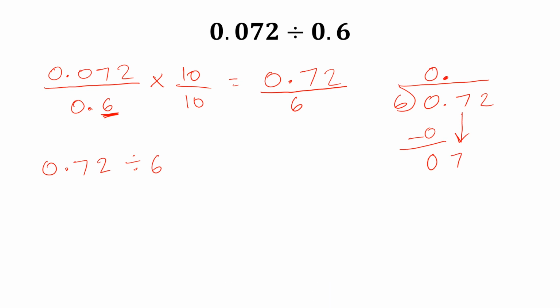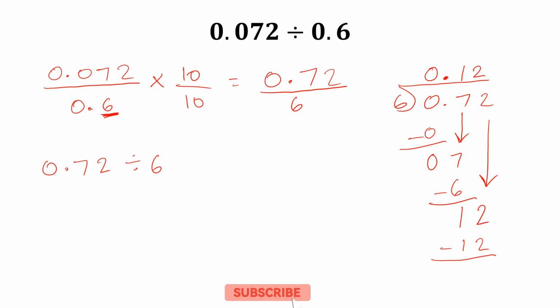Now 6 into 7, that goes 1 time. Now 6 times 1, that will be 6. Then we take away 6 from 7, we'll be left with 1. Afterwards, we can carry down our 2. Now 6 into 12, that goes 2 times, and then 6 times 2, that is 12. And now 12 from 12, that leaves us with 0.